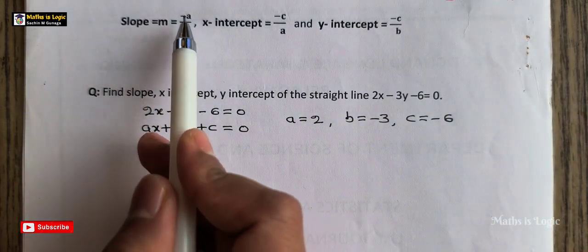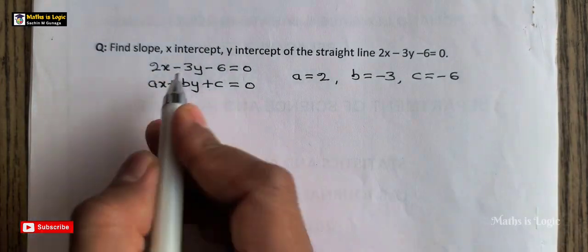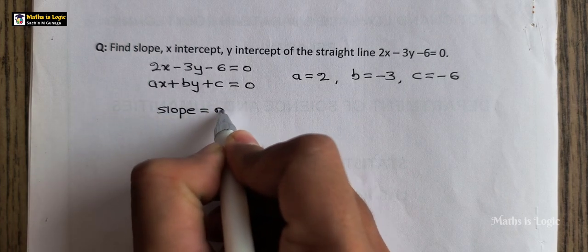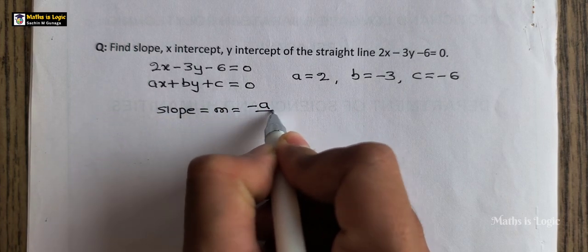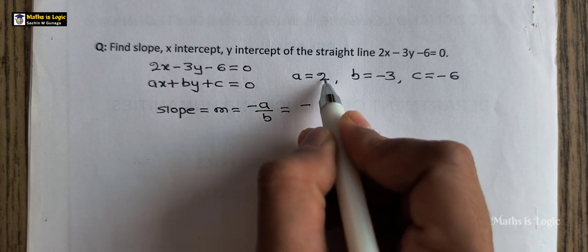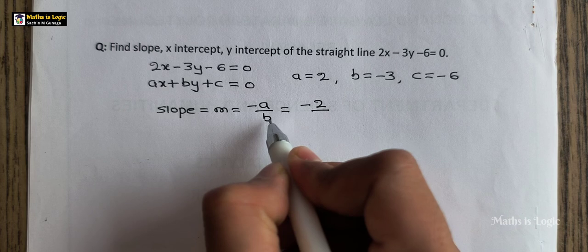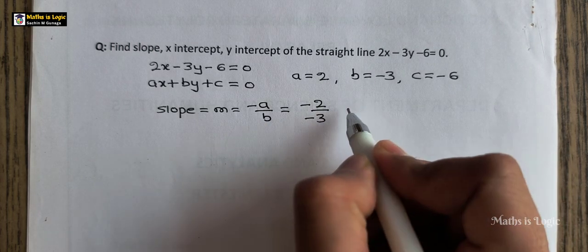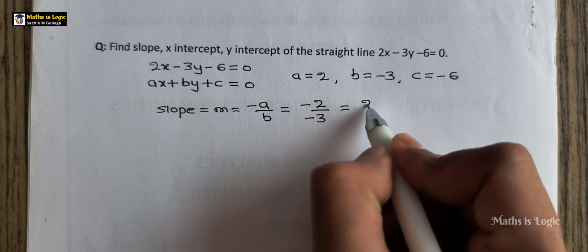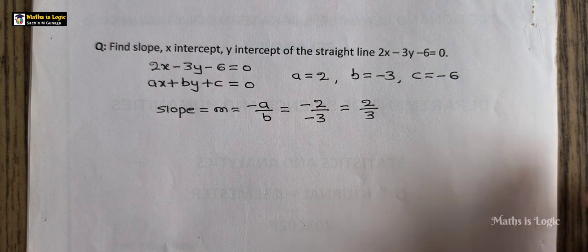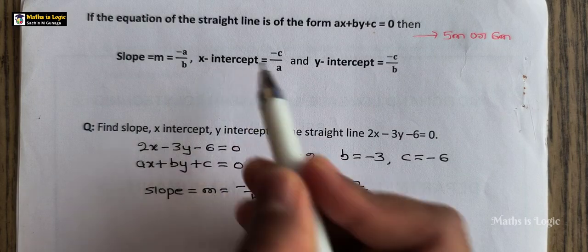After getting a, b, c value, next we need slope. What is the slope formula? Minus a divided by b. Therefore slope m is equals to minus a divided by b. Minus, keep it as it is, a value. What is a value? 2 divided by b value is minus 3. So this is the final answer. Otherwise minus divided by minus is plus. So final answer is 2 divided by 3. Next, x intercept.